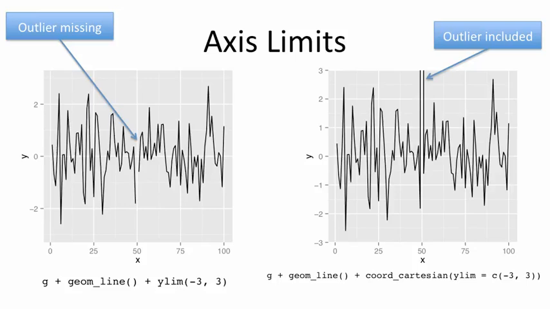So if you want to recreate the phenomenon that you saw with the base plot, you have to add this special function called coord_cartesian, which sets the y-axis limits to be -3 and 3. And you can see in the plot here that the outlier is in fact included in the data set. The data set hasn't been subsetted to only include the ones that are in the y-axis range.